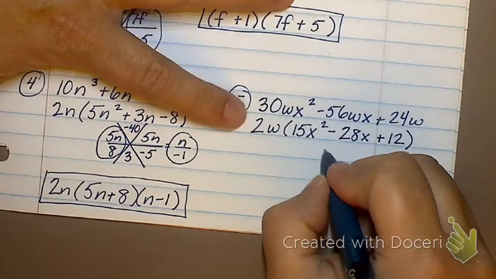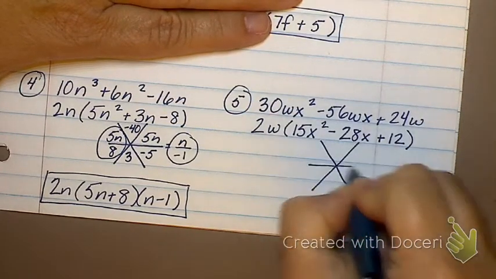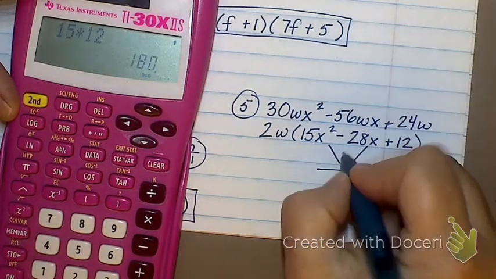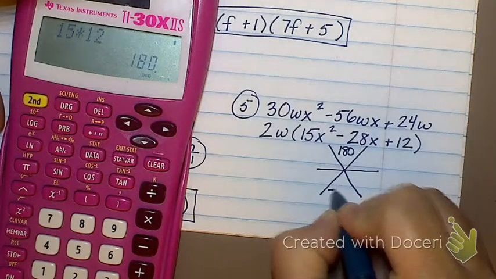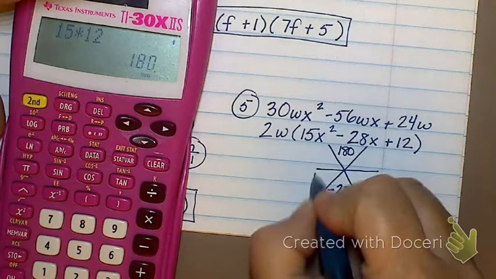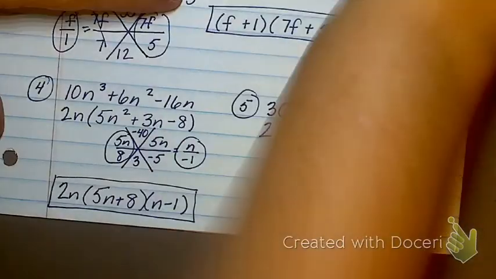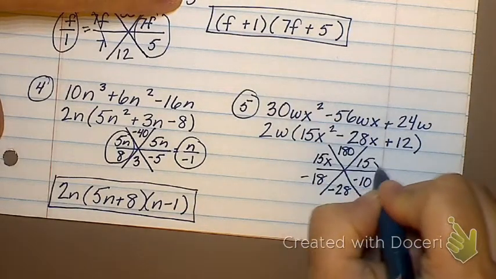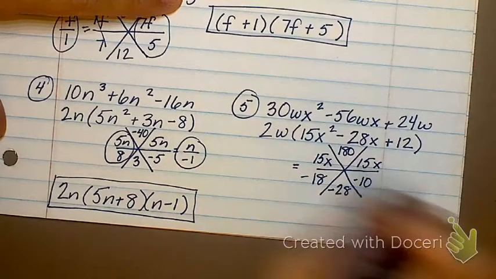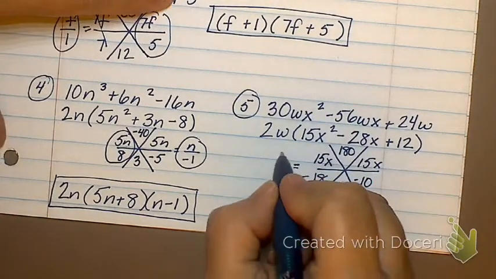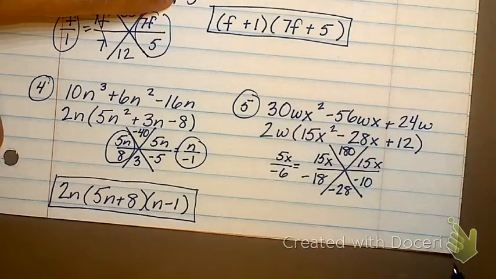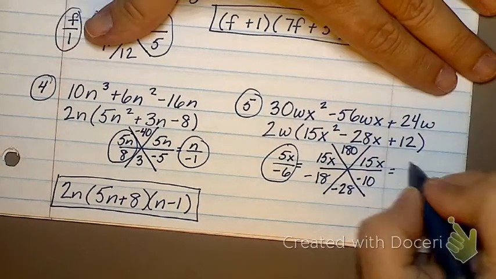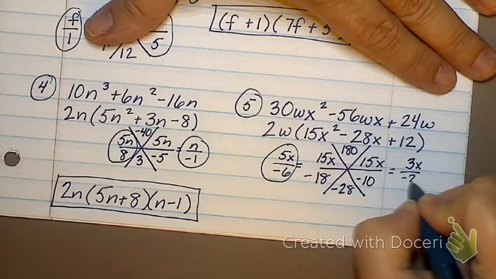Those are still big numbers. I wish I could take out something bigger than 2, but all right, looks like big numbers here. 15 times 12, 180, and negative 28. Well, at least it's 18 and 10, right? At least that came kind of quickly. 15x and 15x. So what does 15x over negative 18 reduce to? I can divide by 3. 5x over negative 6, right? Yes. So that'll be one parentheses. Over here, 15x over negative 10, that will reduce to 3x over negative 2, and that'll be my other one.